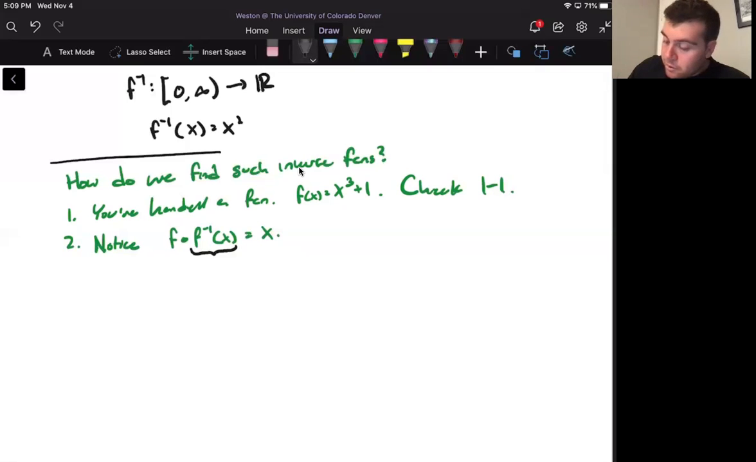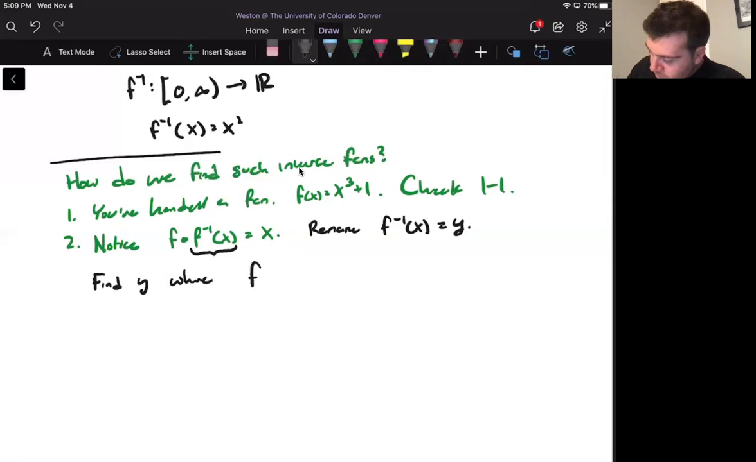So what we'll do is rename f inverse of x. We'll just call it y for right now. And so we'll find y where f of y equals x. So all we have to do is just plug that in. So we know that y cubed plus 1 equals x. And then we solve for y.